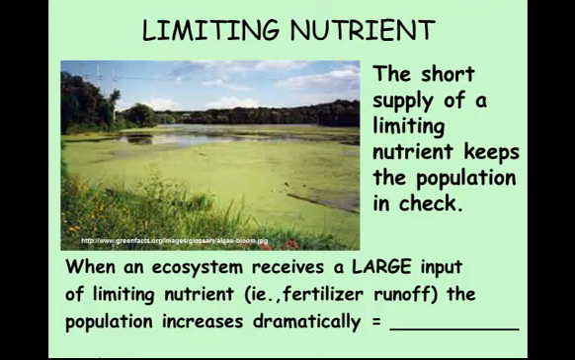The algae go crazy, and that's why our lakes turn green. We get what are called algal blooms, and it's because there is not a limit on the population. As much nutrient is available as they need, and the algae take off and basically take over the lake.